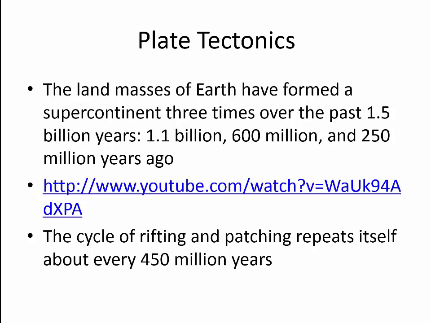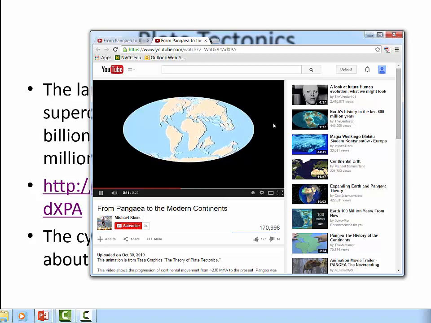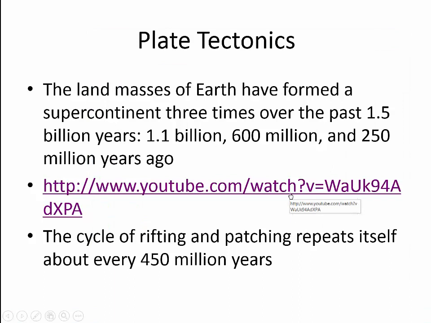supercontinents that evolved. Let's see if I can actually get this link to work. Here we go. What this is showing is the supercontinent Pangaea breaking apart over millions of years into the world that we know today. Notice India is moving quite rapidly up to Asia, and then it's going to collide with it to form the Himalayas, and the Himalayas are still growing because of this collision. This cycle of rifting and patching repeats itself about every 450 million years.